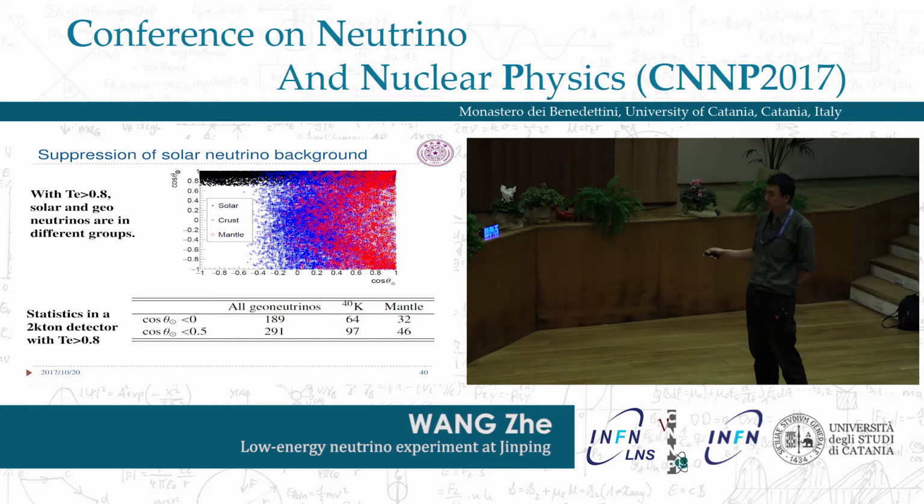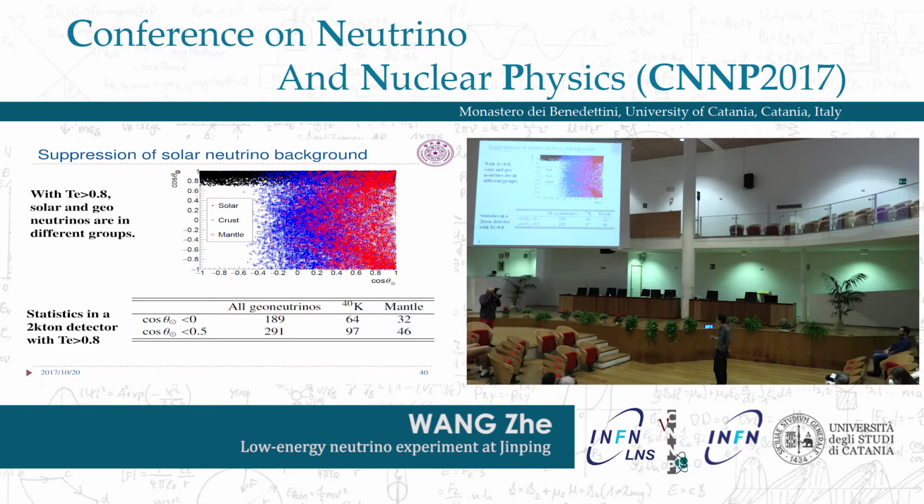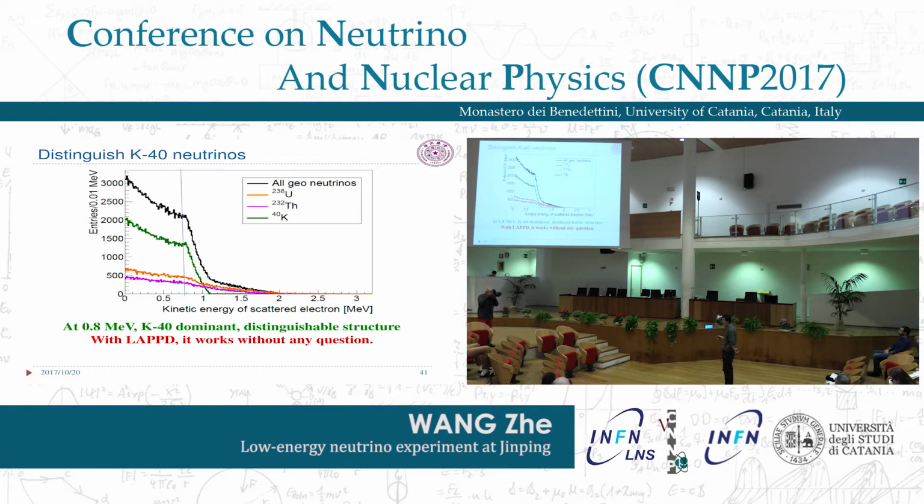So with a simple statistical calculation in a 2 kiloton detector with this cut, with a different cosine solar angle cut, for the potassium-40, we can get overall about 50 to 100 candidates. For the mantle, we can have 30 to 46. So quite good statistics, but it's difficult.